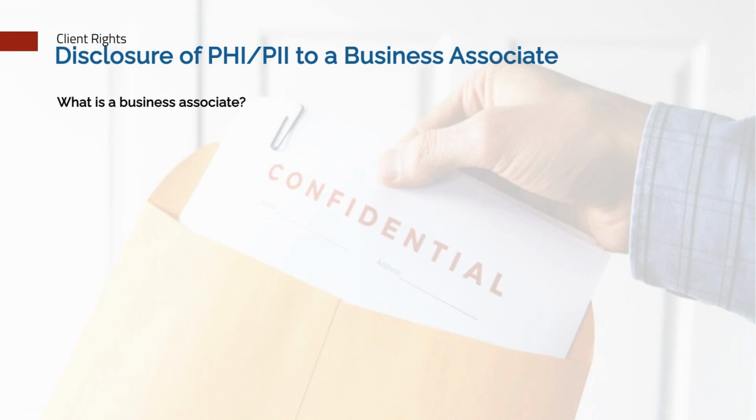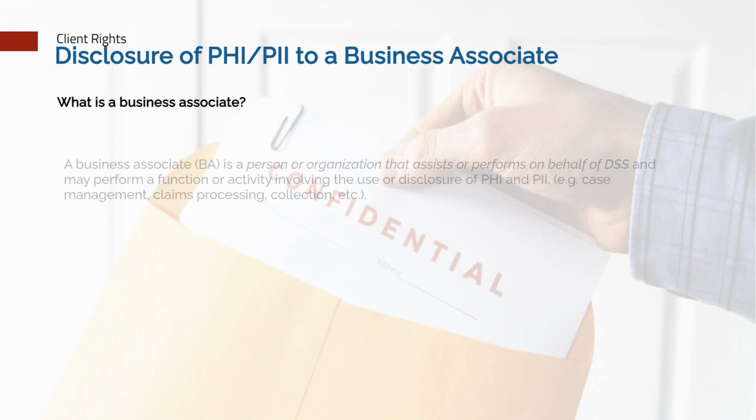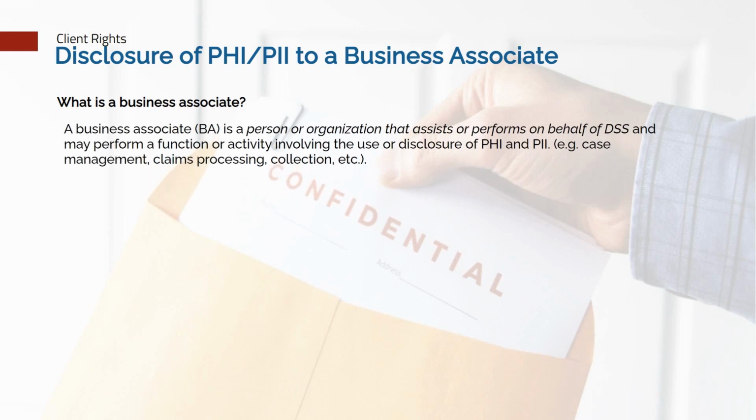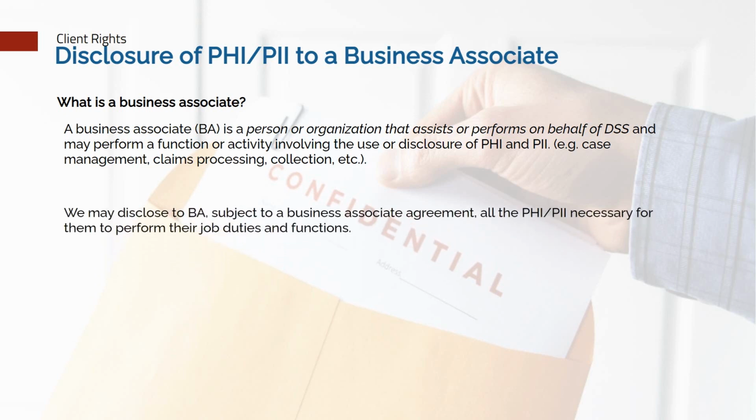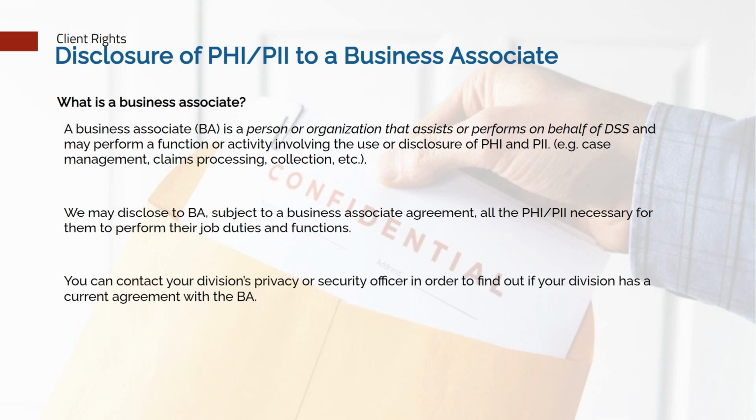DSS also works with business associates that sometimes requires a disclosure. A business associate is a person or organization that assists or performs on behalf of DSS and may perform a function or activity involving the use or disclosure of PHI and/or PII. Examples would be for case management, claims processing, collections, and more. DSS employees may disclose to the business associate, subject to a business associate agreement, the PHI and PII necessary for them to perform their job duties and functions. To find out if your division has a current agreement with a business associate, contact your division's privacy officer.